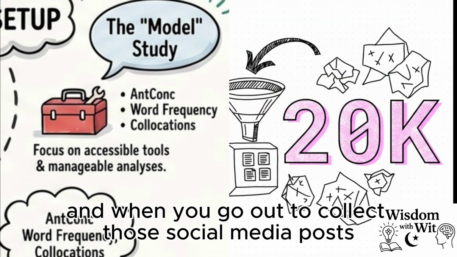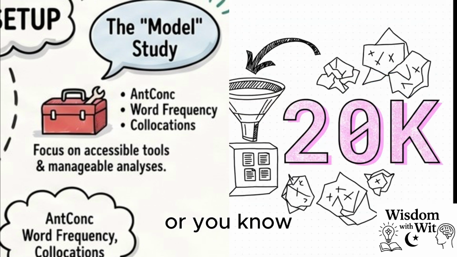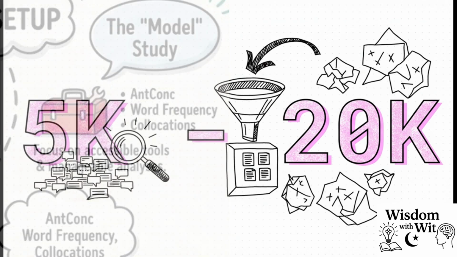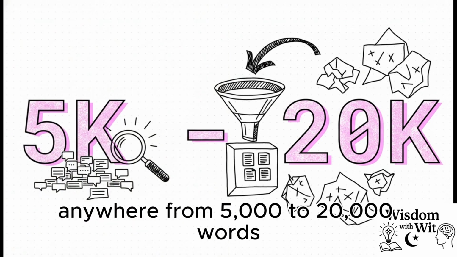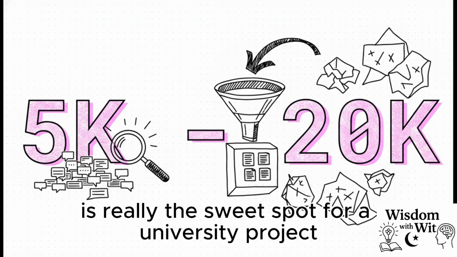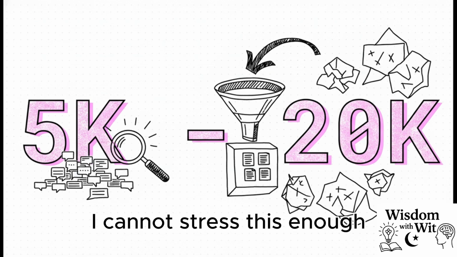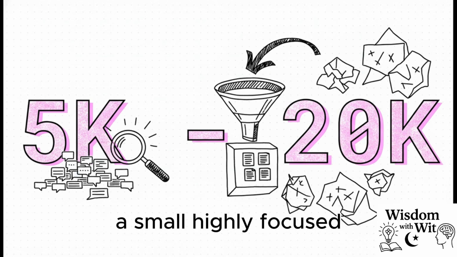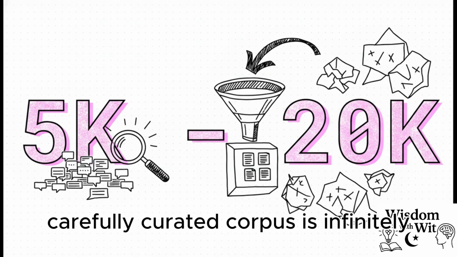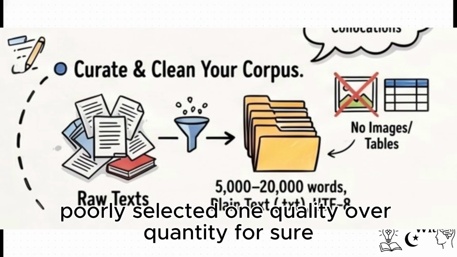And when you go out to collect those social media posts or whatever data you choose to look at, target a specific word count. Anywhere from 5,000 to 20,000 words is really the sweet spot for a university project. I cannot stress this enough. A small, highly focused, carefully curated corpus is infinitely better than a massive, messy, poorly selected one. Quality over quantity, for sure.